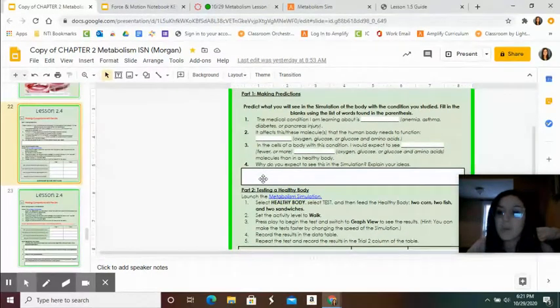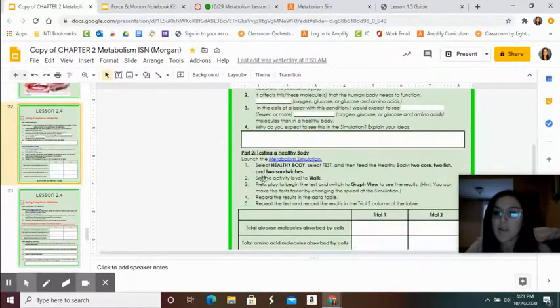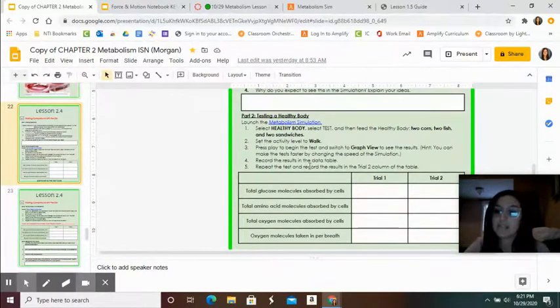And kind of the whole point of what we're doing is we're comparing the healthy body to the body of someone that has your condition. So we're kind of looking at how they function differently and how that condition affects your body. And that's why we're running these healthy body tests first, so we can see what the numbers should be and then look at the numbers of your condition. And so I can put my numbers here.